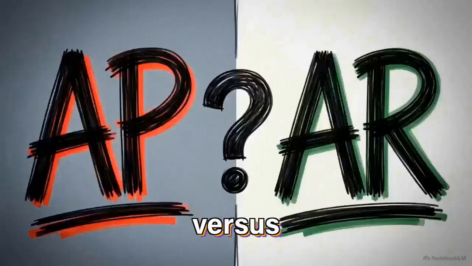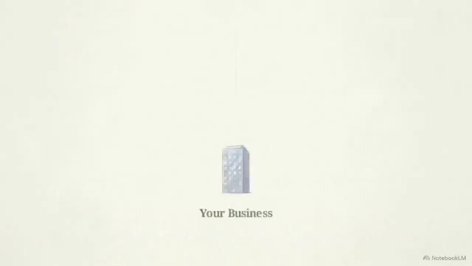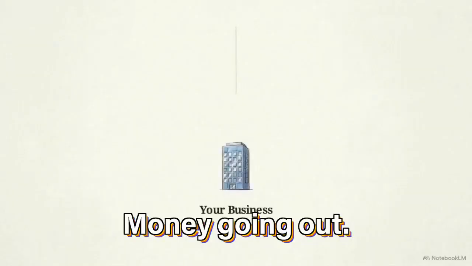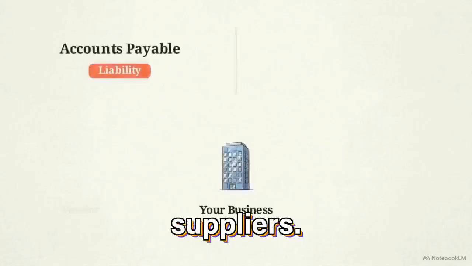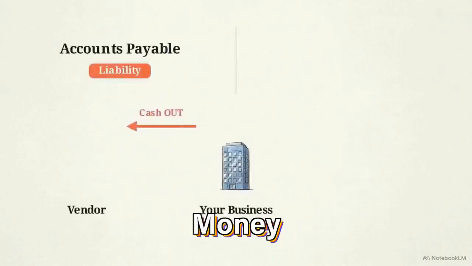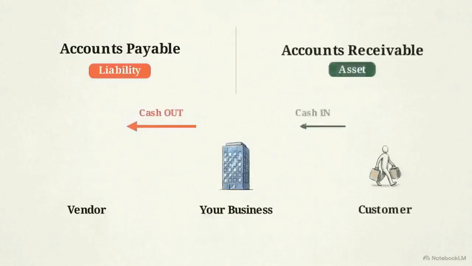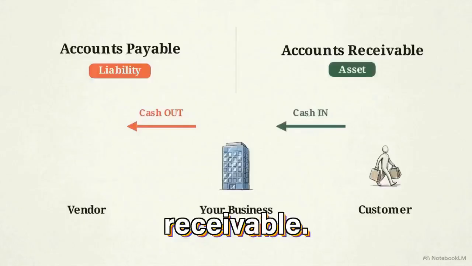Accounts payable versus accounts receivable. This is another very common interview question. Accounts payable, money going out, amount owed to suppliers, liability. Accounts receivable, money coming in, amount customers owe us, assets. Easy way to remember. Payable, we pay. Receivable, we receive.